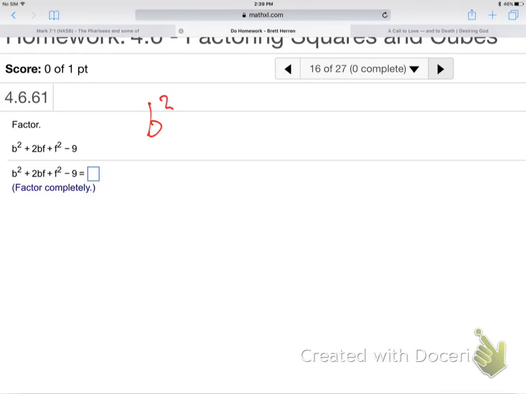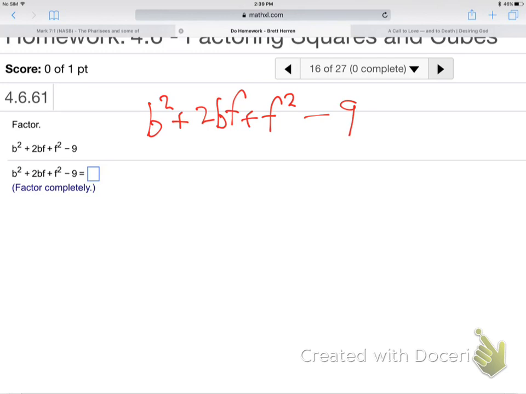Okay. b squared plus 2bf plus f squared minus 9. Okay, yeah. I'm going to show you this one. Okay, what do we normally do? Well, first step, what's in common to all the terms? Nothing. All right, we look for it. Nothing. So what do we normally do for 4 terms? Group them. And how do we normally group them? 2, 2, right? Not going to work.